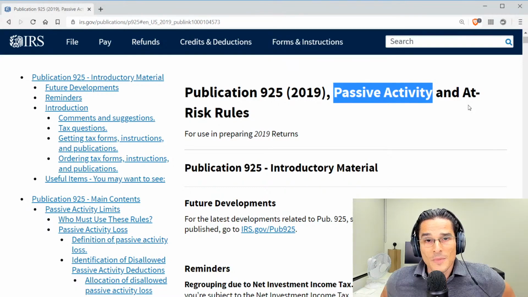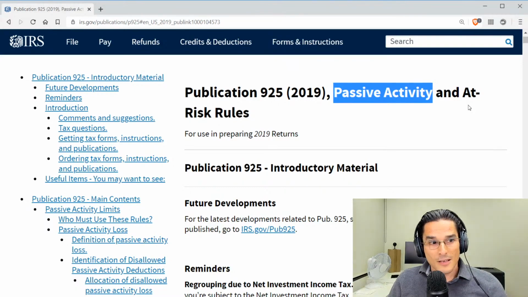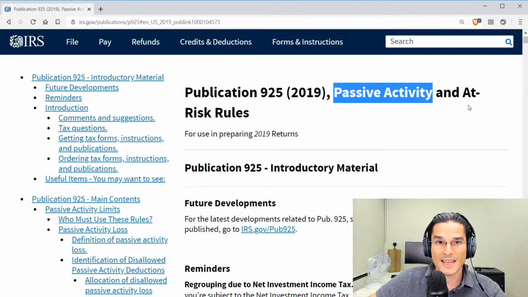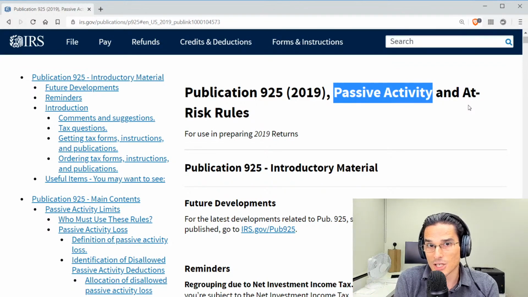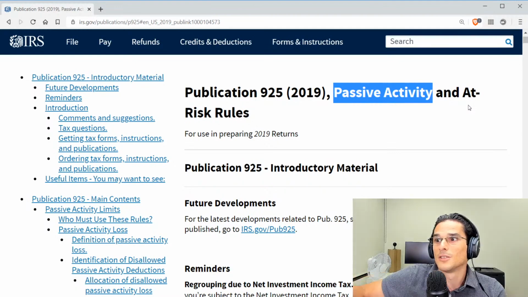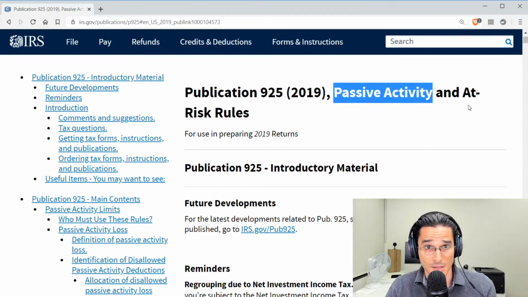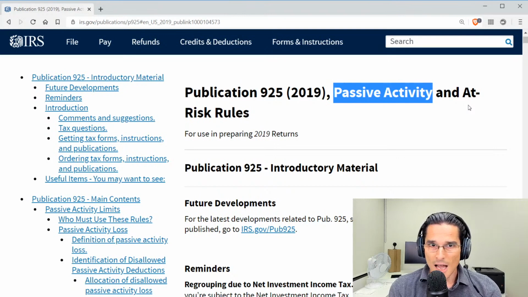So what's the problem there? The issue is that if you have non-passive income and then losses from your rental activity, you may not be able to deduct those losses against the non-passive income in a particular tax year. You may have to wait till a future year before you can get a tax benefit from those losses. All right? So essentially, that's the entire idea here, is that taxpayers always want to deduct their losses against their non-passive income, but the rules are in place.